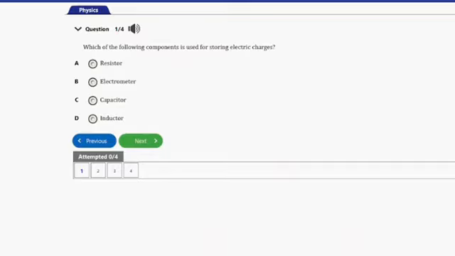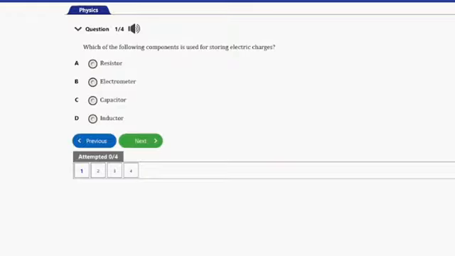It says, which of the following components is used for storing electric charges? We have A, resistor, B, electrometer, C, capacitor, D, inductor. So guys, the answer to this question is option C, and that's the capacitor. So that's it for this question.